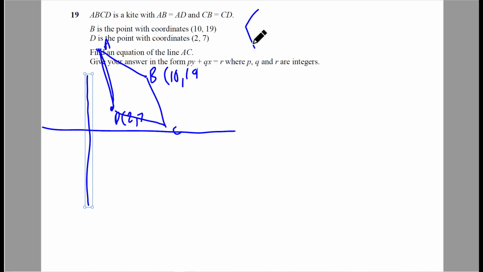Now, you should know a kite is symmetrical, like so, and this is where the perpendicular gradient comes in, because we're going to get a perpendicular line here, which is going to help us find the equation of line AC. So step 1 is, this point here is going to be the midpoint, right? So we want the midpoint of DB. That's going to get us a method mark.